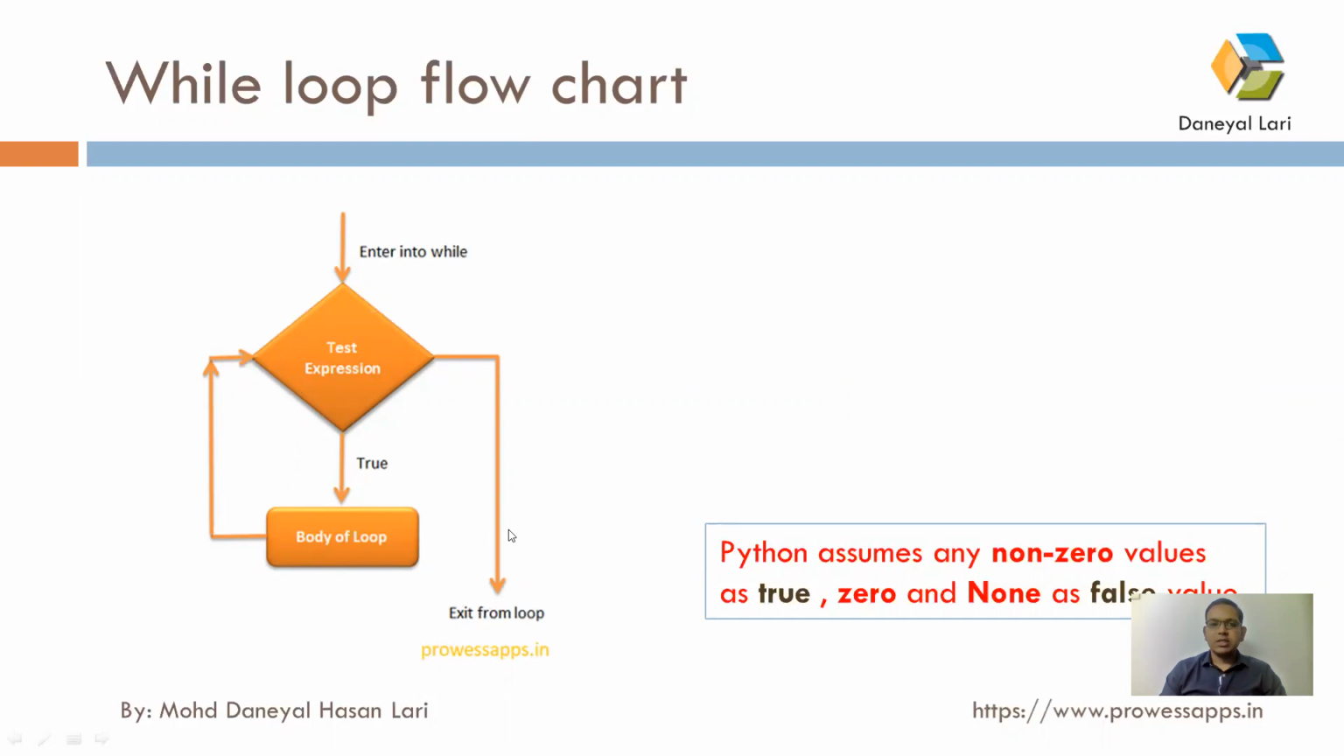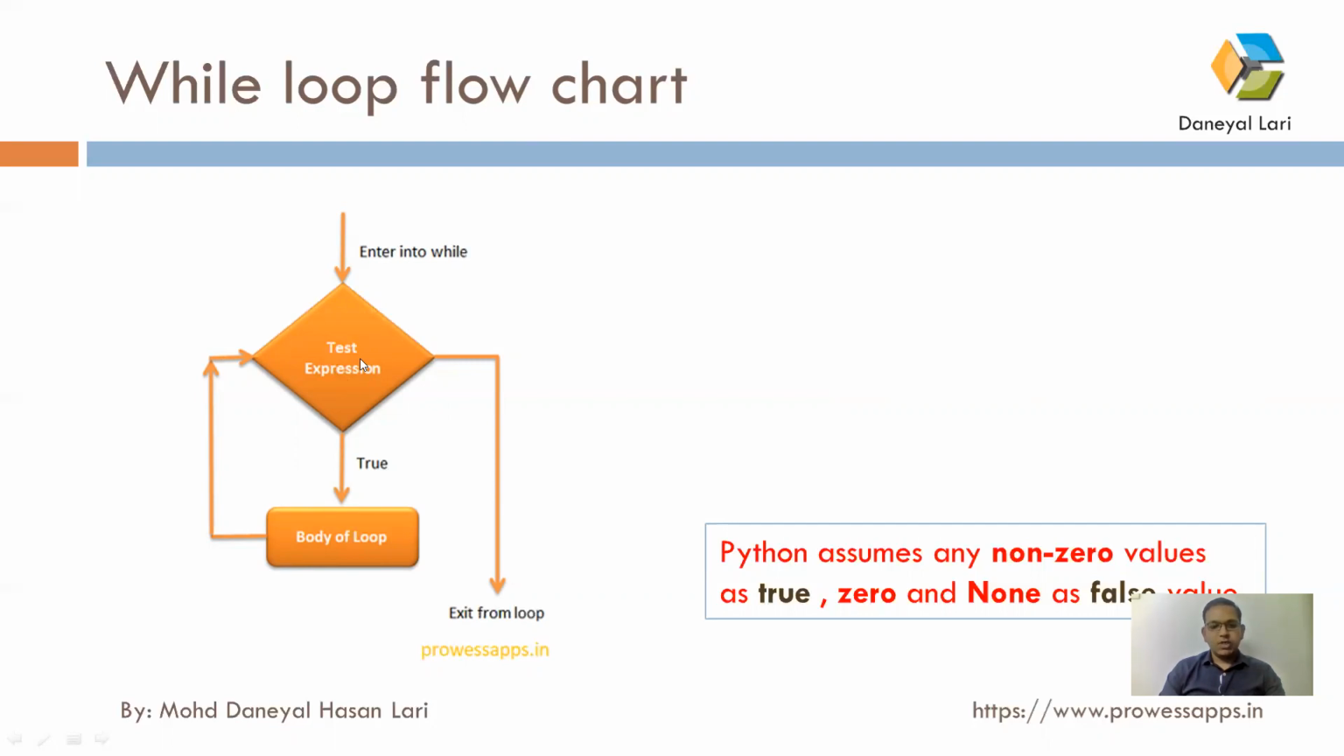And as we know that in Python, a non-zero value is considered as true, and any zero or None value is considered as false. So that test expression must be a Boolean expression. Just remember this point.